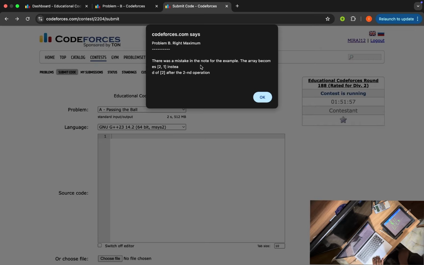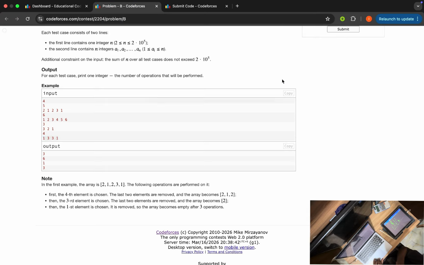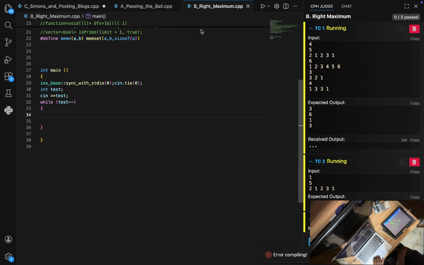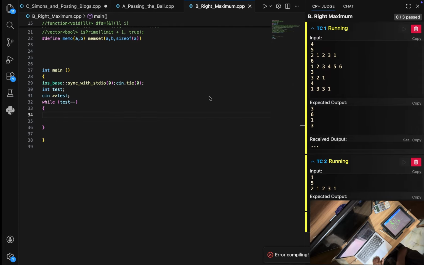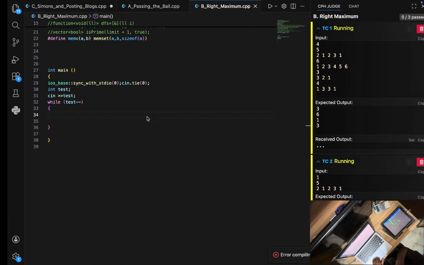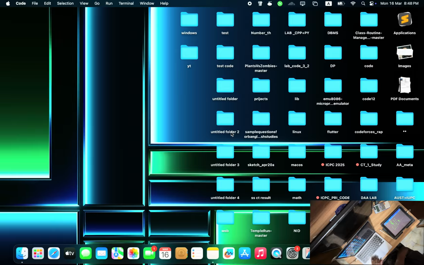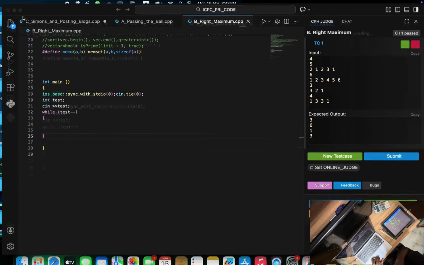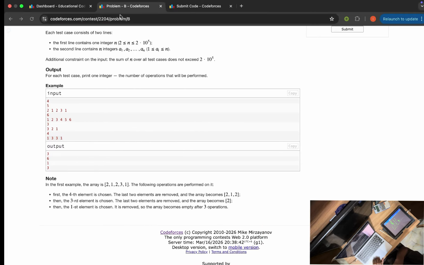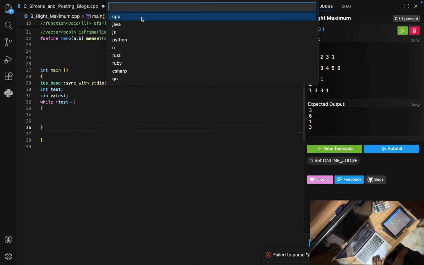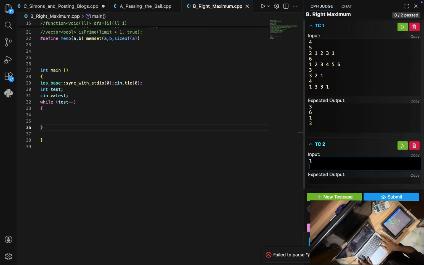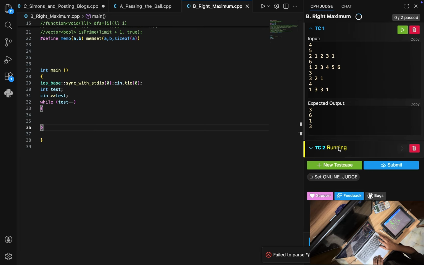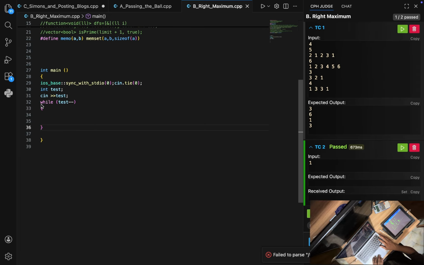There was a mistake in the note. For the example, the array becomes... okay, something weird is going on in my VS Code. Let's restart it and redo the whole code, I guess. And now it's working.